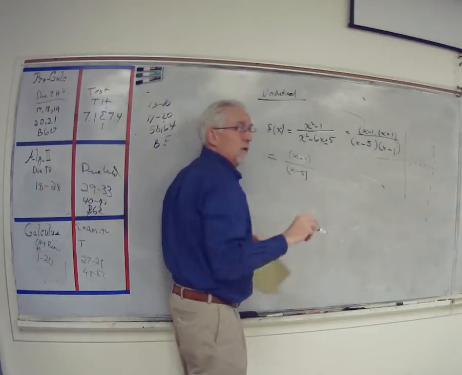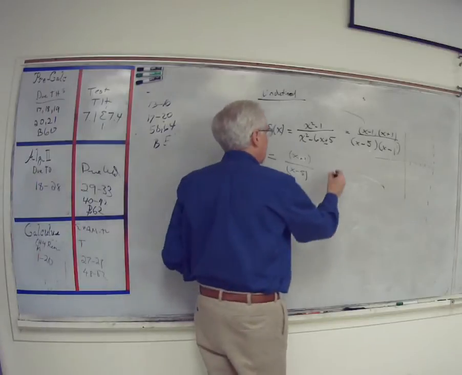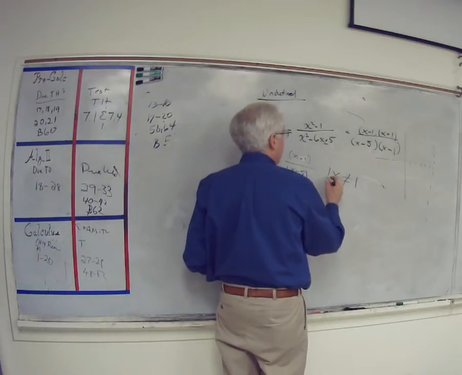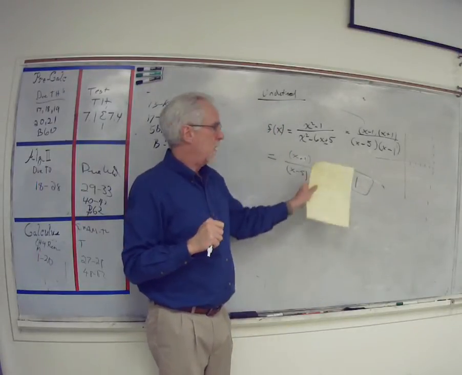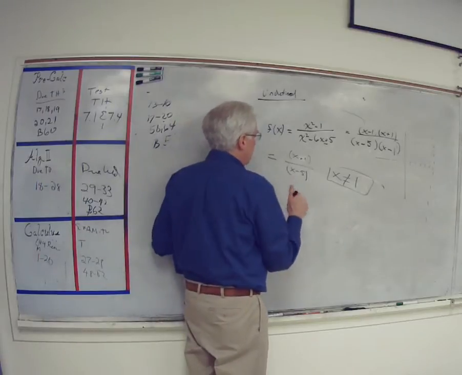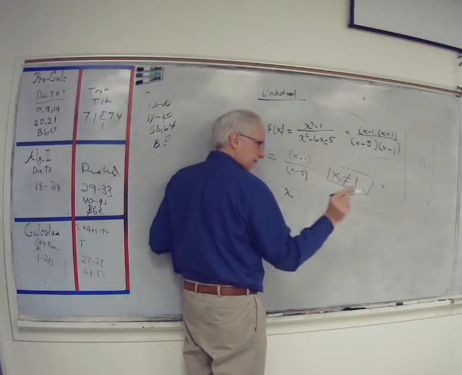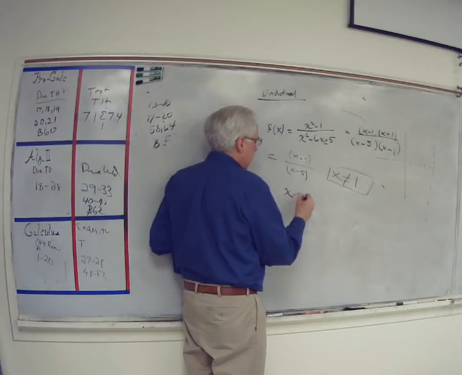And when I do that, what do I have to write down right now? x cannot equal 1. All right? Is that a vertical asymptote or a hole? That's a hole. But now, am I going to have a vertical asymptote? Where? When what? No, don't give me the answer. When what? x minus 5 equals 0.